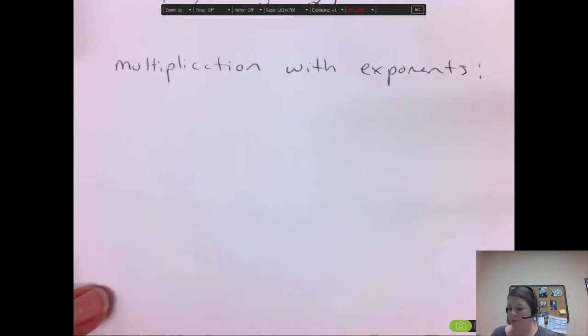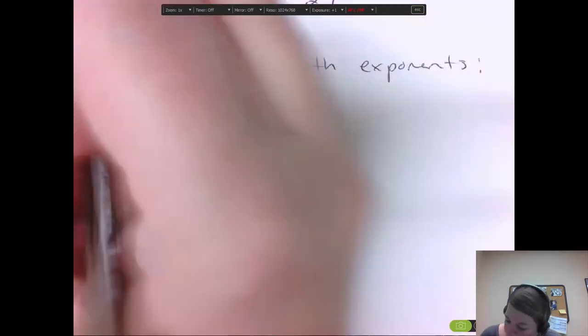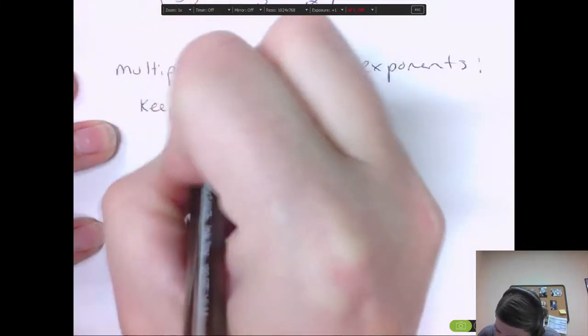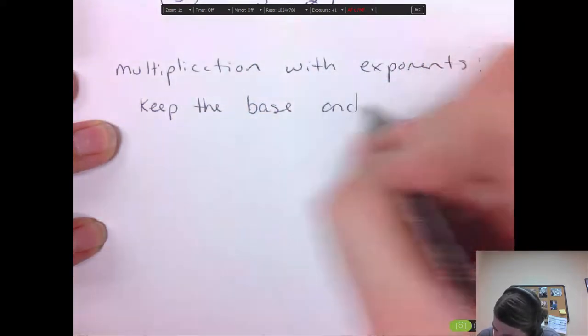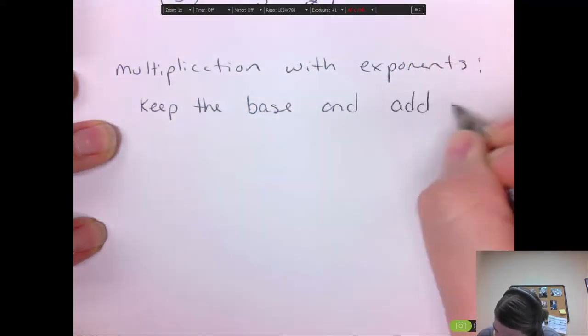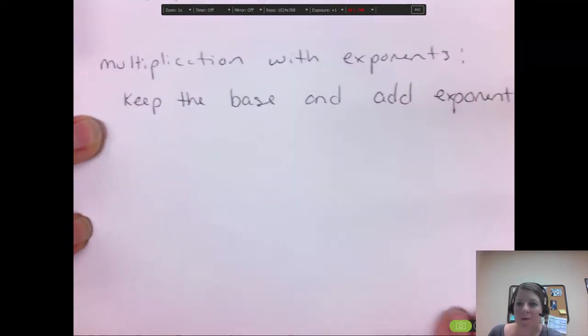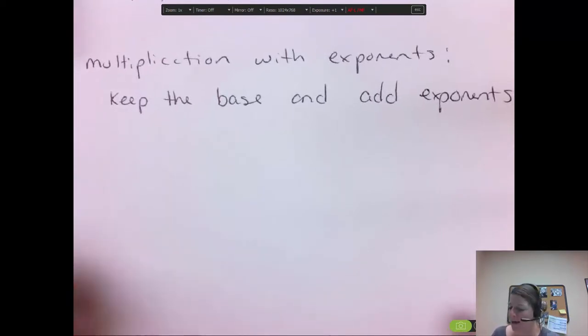Okay, so multiplication with exponents. The rule is that you keep the base and add the exponents. Keep the base, add the exponents. That's kind of my rule for this one. Let's see what that looks like and what I'm talking about.